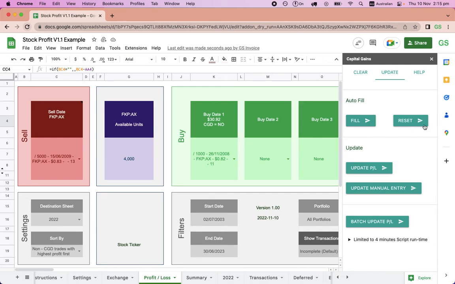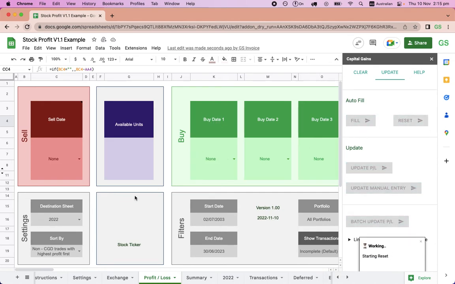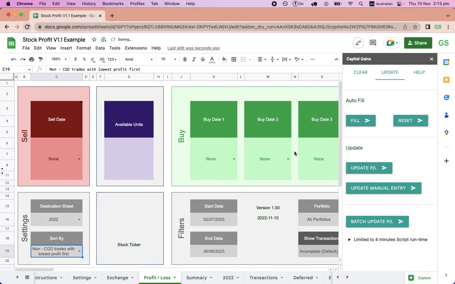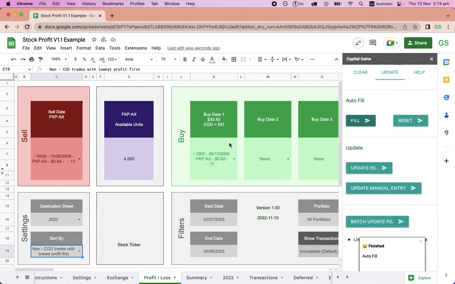Okay, let's reset this again. And the last option is non-capital discount trades with the lowest profit first. And again, I think the same answer will come up, as there was only one transaction.